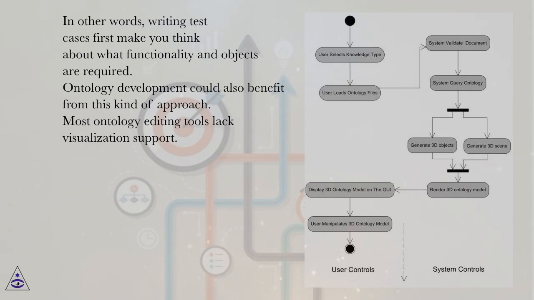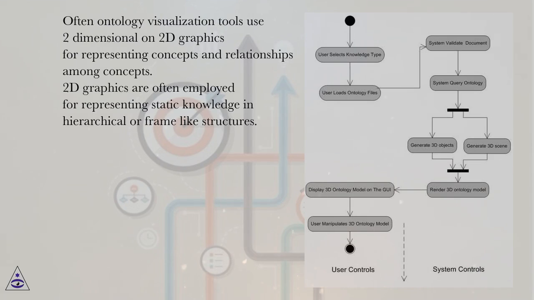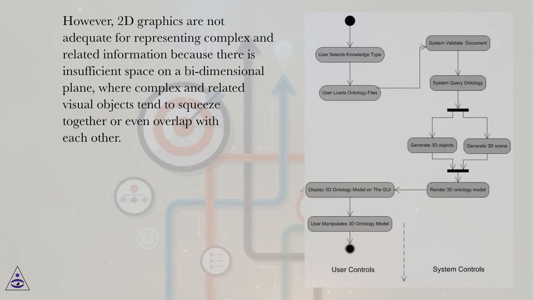Most ontology editing tools lack visualization support. Often ontology visualization tools use two-dimensional, or 2D, graphics for representing concepts and relationships among concepts. 2D graphics are often employed for representing static knowledge in hierarchical or frame-like structures. However, 2D graphics are not adequate for representing complex and related information because there is insufficient space on a bidimensional plane, where complex and related visual objects tend to squeeze together or even overlap with each other.